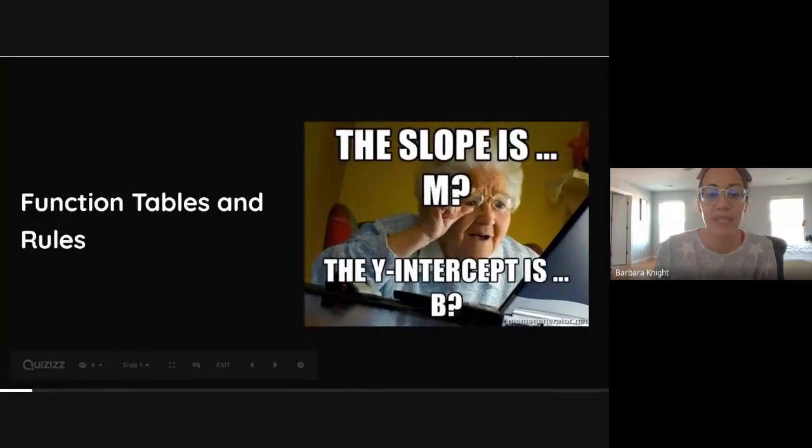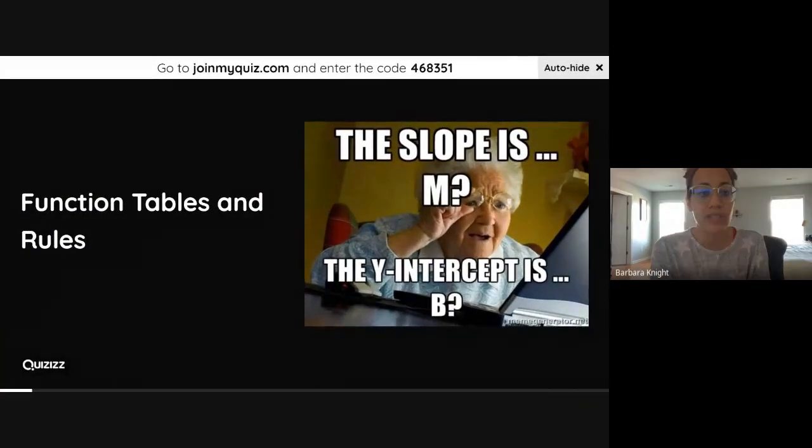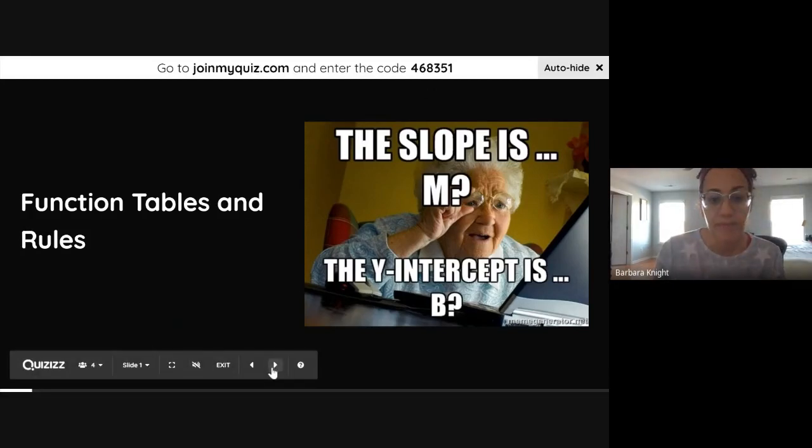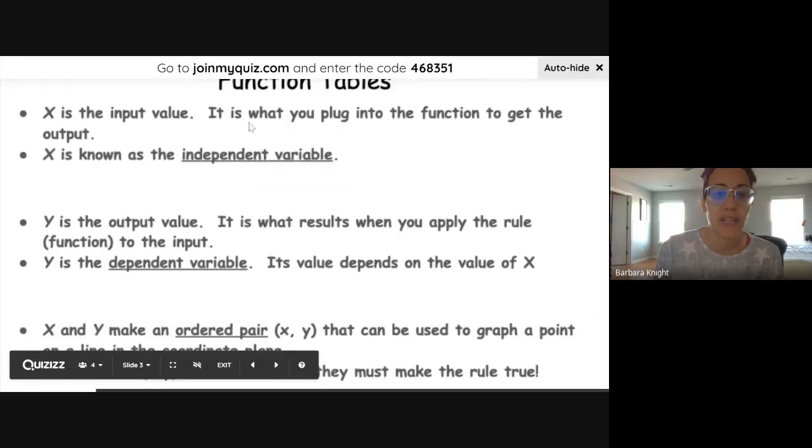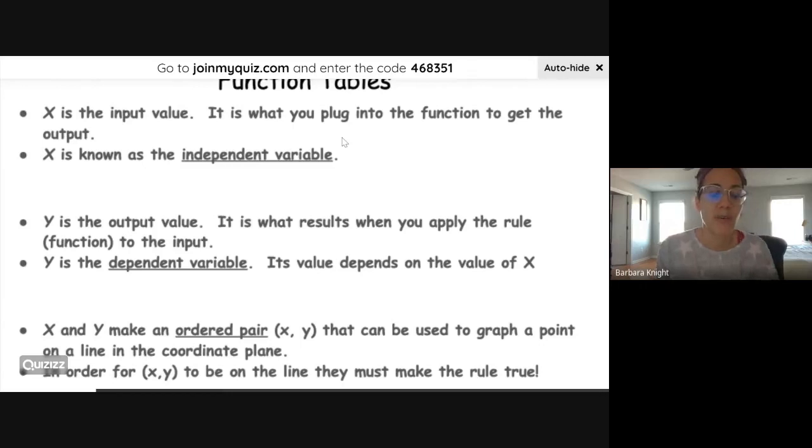So today we're going to talk about function tables and rules. And we're also going to start talking about how to write linear equations from function tables. So with that said, here is some information that you need to know about function tables before we start.